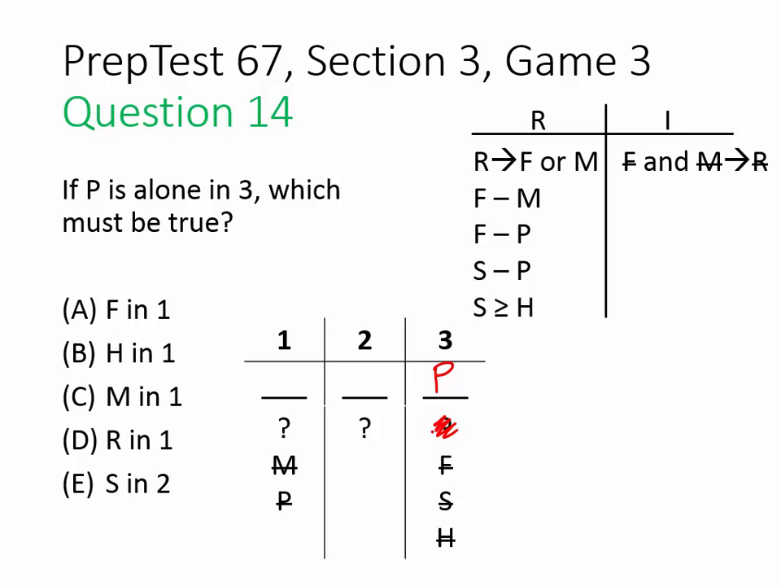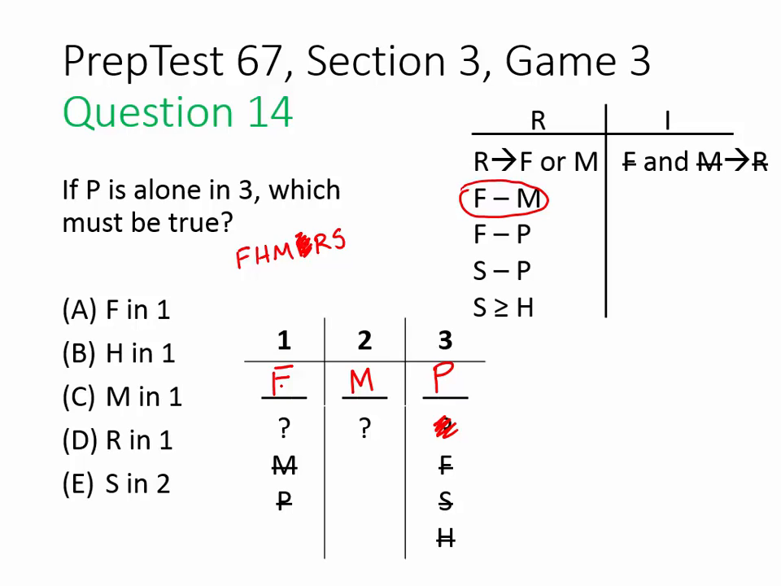So first of all, let's get our variables up. We've got F, H, M, P, R, and S, and we've already placed P. So what do we know about these others? Well, M can't go in aisle 1, so it must go in aisle 2. If M is in aisle 2, according to this rule, F must be in aisle 1.